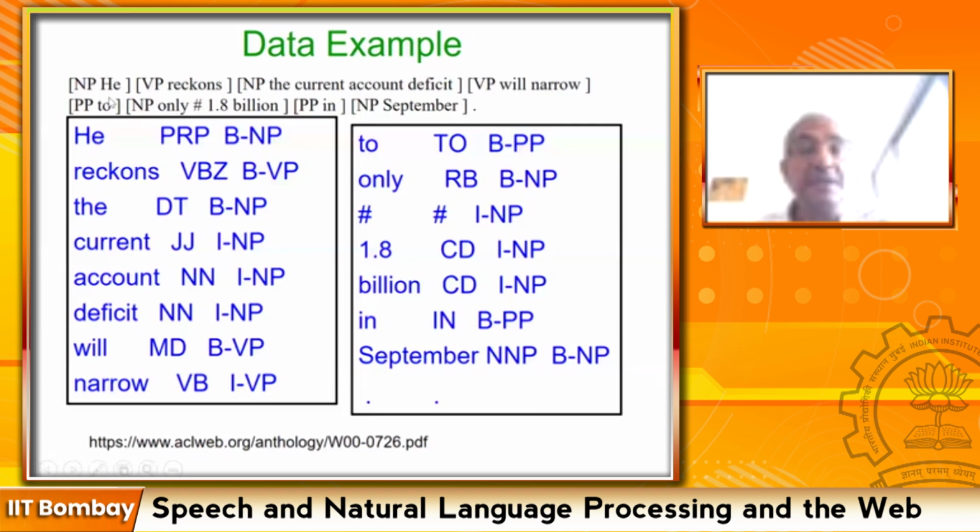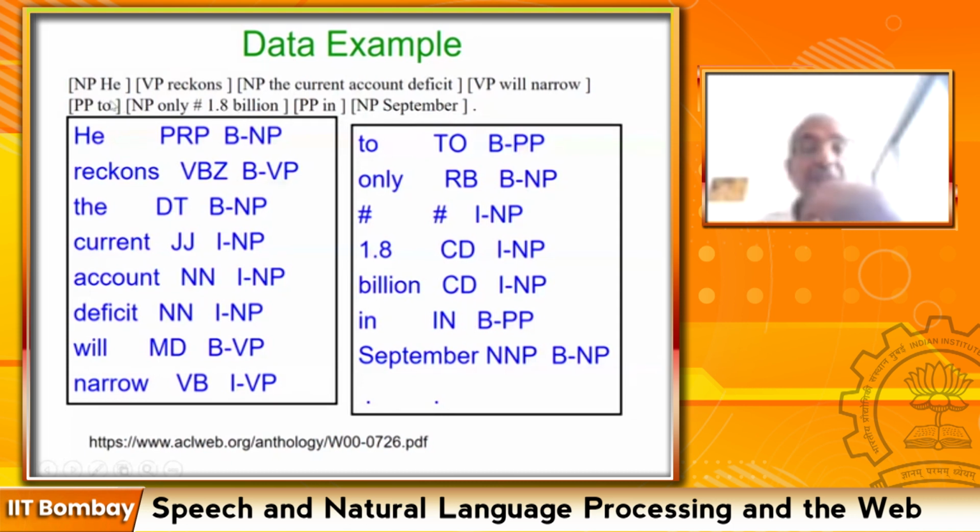So he is a noun phrase, reckons is a verb phrase, NP, VP, they stand for phrases. They will again meet us when we discuss parsing. The current account deficit is a longer noun phrase. Will narrow is a longer verb phrase compared to reckons. Preposition phrase is to, and again noun phrase only 1.8 billion. Another preposition phrase in, another noun phrase September. Okay, so these are NPs, VPs, PPs, etc. But they will be dealt with more elaborately in more detail when we do parsing.